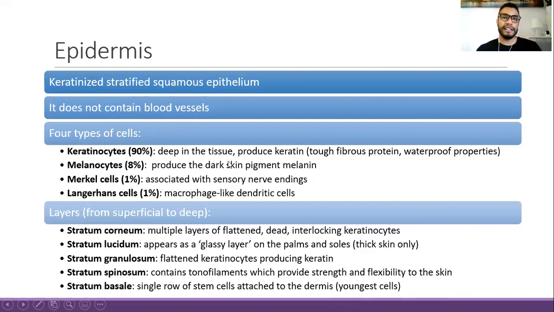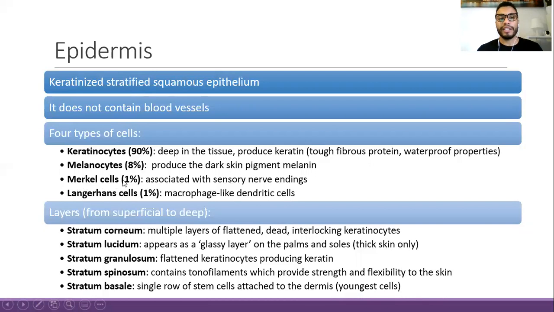Then we have these keratinocytes spread all over the skin, and we have other cell types that are also interconnected with the keratinocytes. So we have melanocytes, which compose 8%. Melanocytes are the cells which produce melanin, the dark skin pigment that tells us if someone is white or has brown skin or black skin.